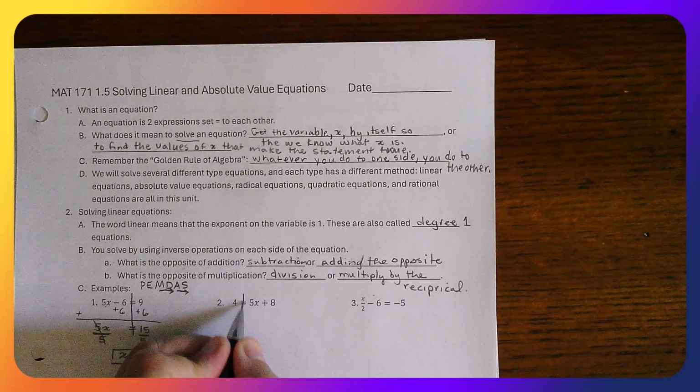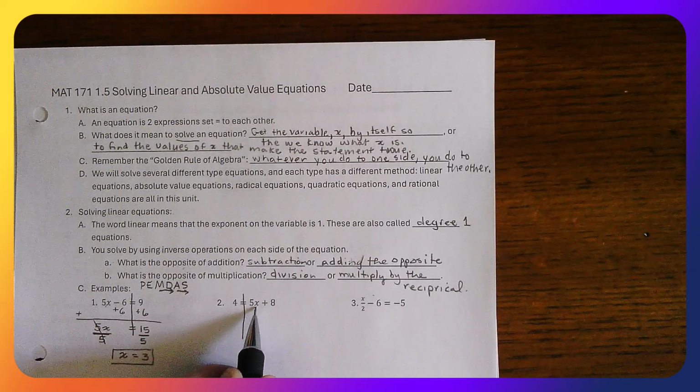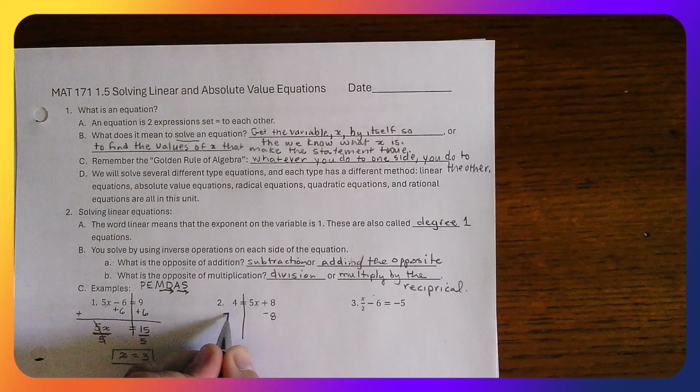All right, so on the left side is a 4, and on the right side is 5 times x plus 8. And it's all about getting x by itself. So 5 times x is the first thing that happened to x, and then plus 8 is the next thing that happened. Well, we want to undo this in reverse, so we're going to undo the plus 8 by subtracting 8. And then whatever you do on one side, you do to the other.